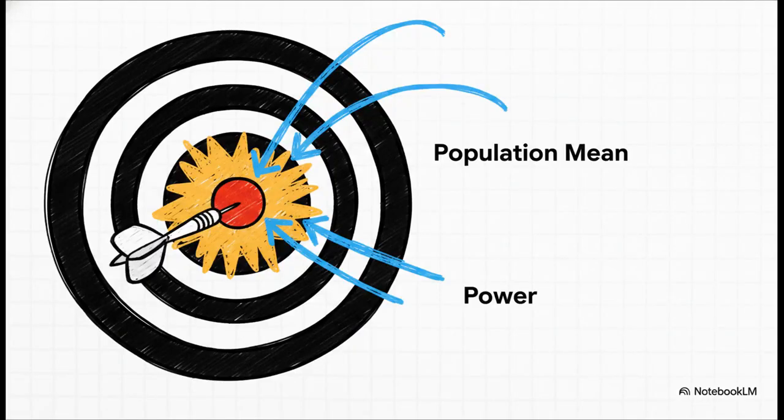Think of testing a hypothesis like throwing darts. The population mean, the ultimate truth out there in the real world, is the red bullseye. The sample mean, our specific data from our suspects, is where our dart actually lands on the board. Power is our ability to consistently hit that bullseye when we're aiming at it correctly. It's the probability of correctly detecting a real difference without making a type 2 error.